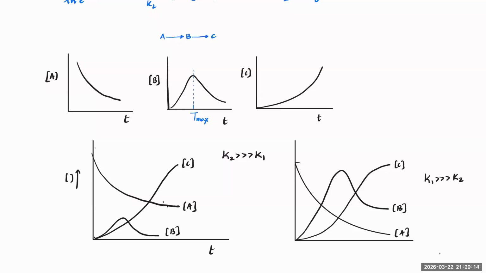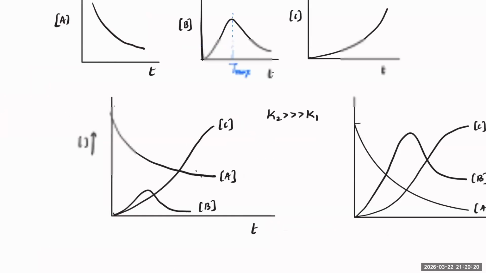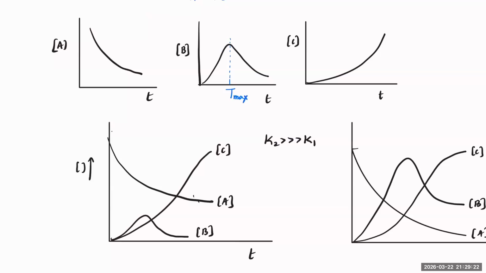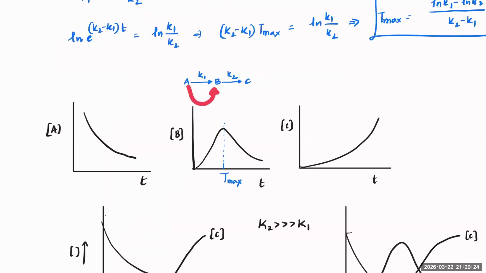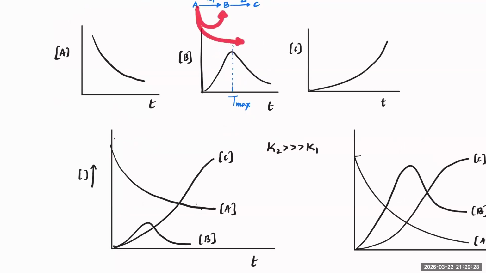Now, like I said, A is giving B and B is giving C. These are happening at different rate constants, K1 and K2. If you are going from A to B, we know that the concentration of A is decreasing. So definitely this will decrease quite exponentially. This is the way the concentration of A is decreasing.